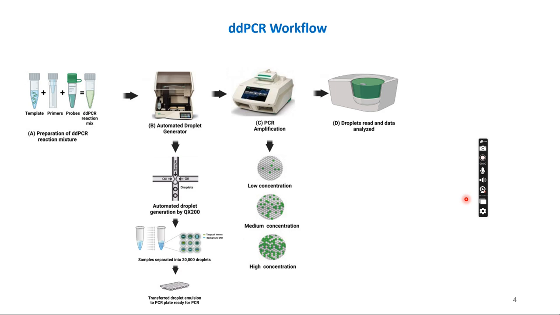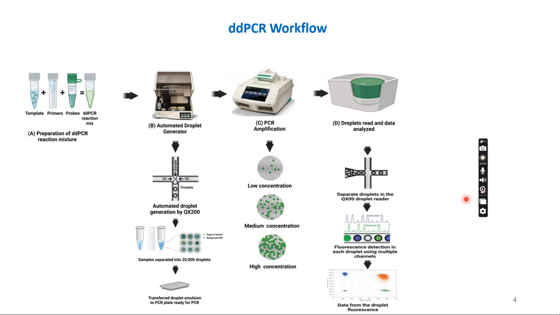And when your PCR is done, you need a specific instrument to read each of the droplets, which is the QX200 droplet reader we can use. And ddPCR gives binary results. It can detect one or zero, whether you have your target or you don't have it.